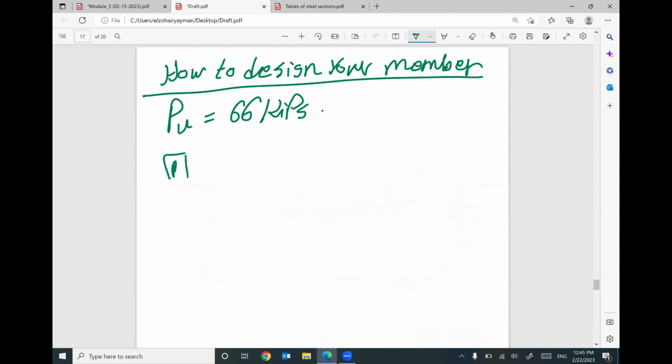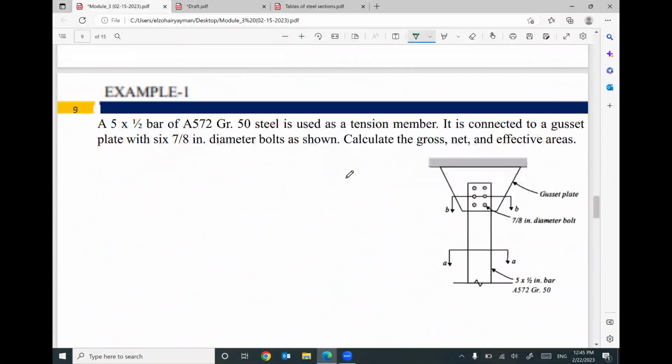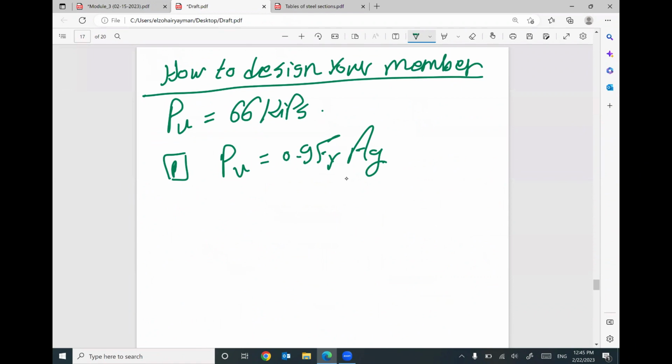First step, I'm going to assume your P ultimate equals 0.9 Fy Ag. Since we have two criteria for design, the first criterion is 0.9 Fy Ag. I cannot use the second criterion so far. Do you know why? Because I cannot figure out the effective area. So P ultimate equals 66, which equals 0.9 times Fy times Ag.